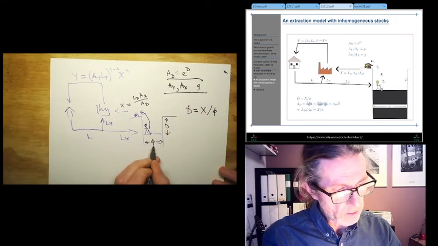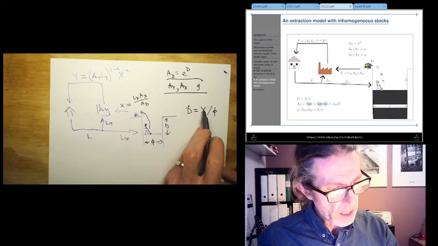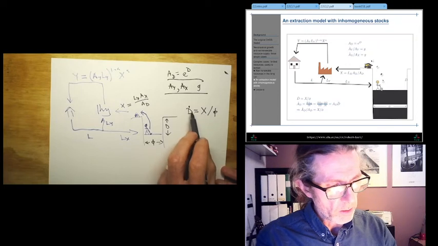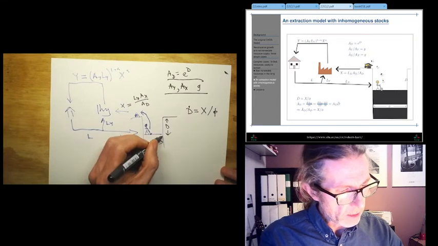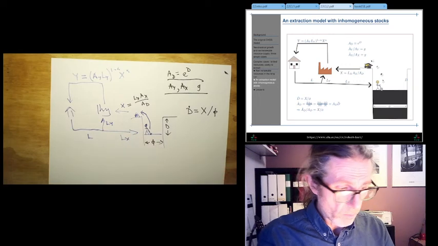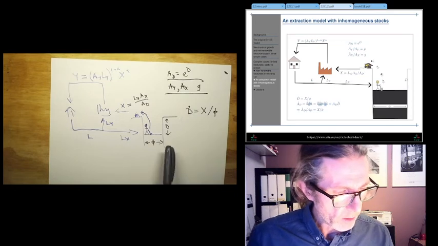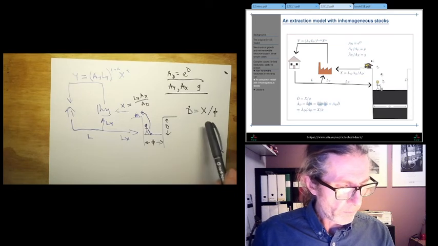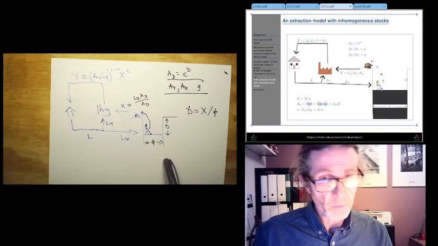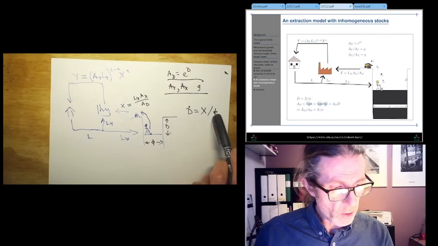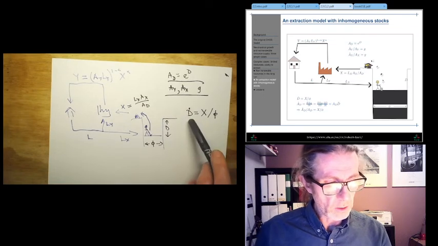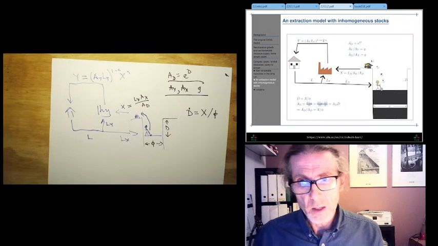So imagine this surface area is 1 and x is like 10, then D dot will be 10. So we're extracting 10 units per time unit, per day or whatever. The surface area is 1, so each day we'll go 10 units down. Okay, but if the surface area were 2 instead, and we're extracting 10 units, then we'd only go down by 5 units. So D dot is x over phi.